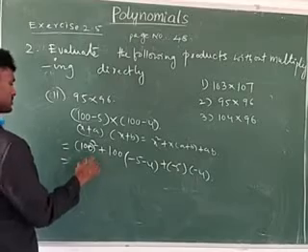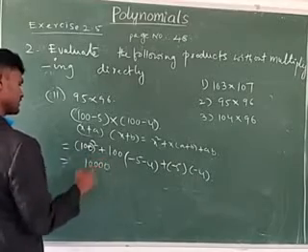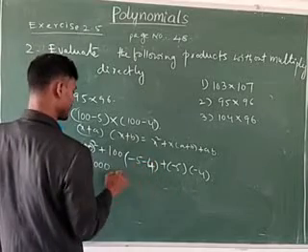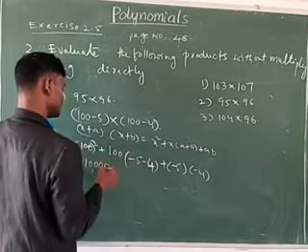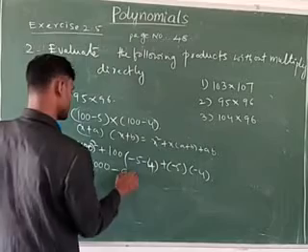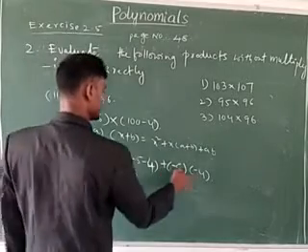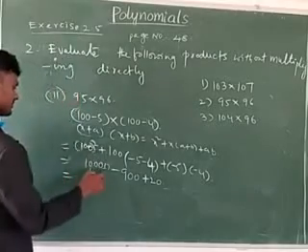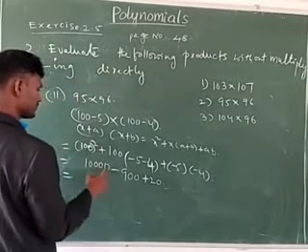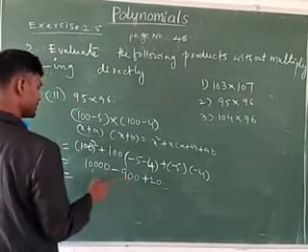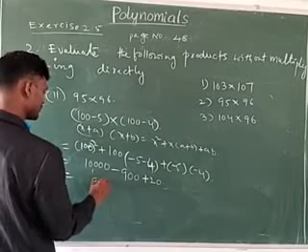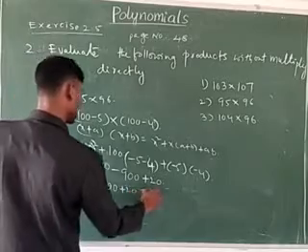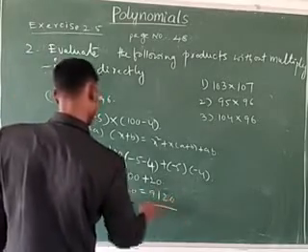Here 100 square is equal to 10,000, minus 5 minus 4 is minus 9, into 100, minus 900. Next, minus into minus is plus, plus into plus is plus: 4 fives are 20. Now 10,000 minus 900 is 9,100, plus 20, then 9,120. This is the answer.